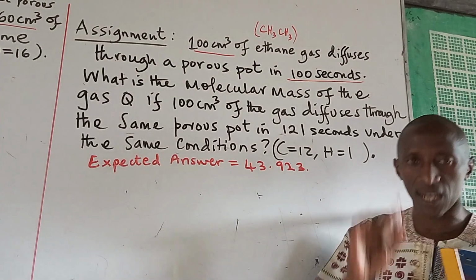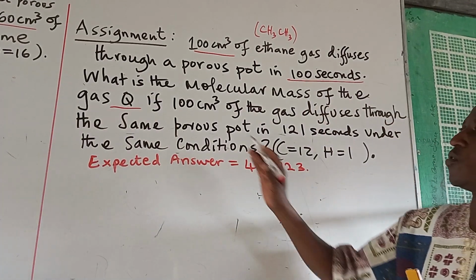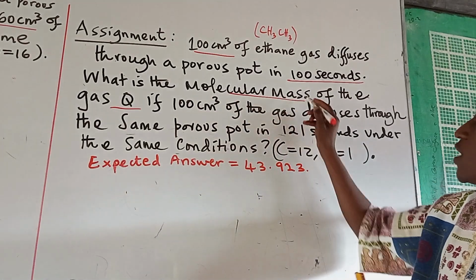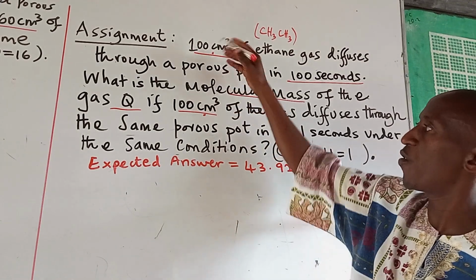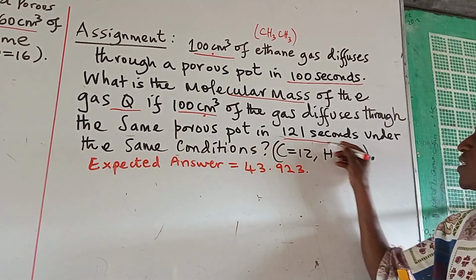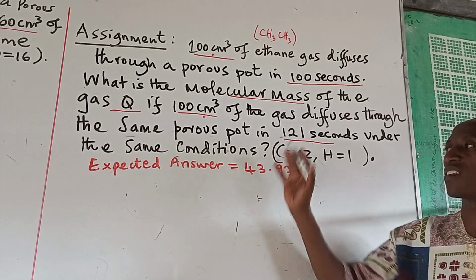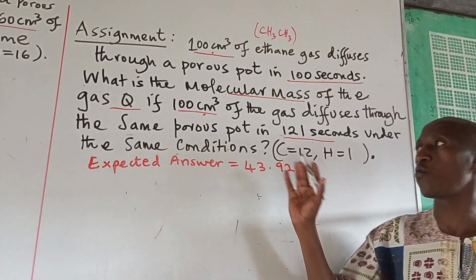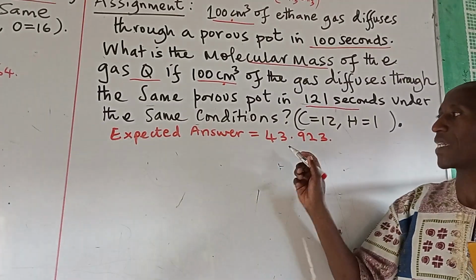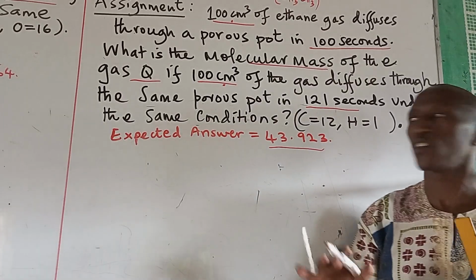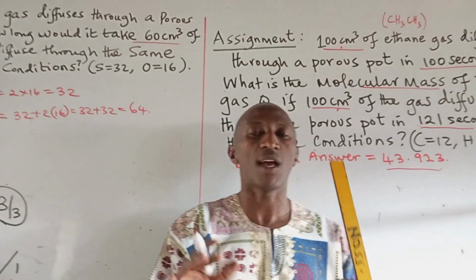Then we have another gas called Q. We are required to calculate its molecular mass if 100 of it, so you can see the volumes are the same, but gas Q diffuses in 121 seconds. And we are saying that this diffusion will occur at the same conditions of temperature and pressure. So all we have changed is the nature of the gas. The expected answer is 43.923.